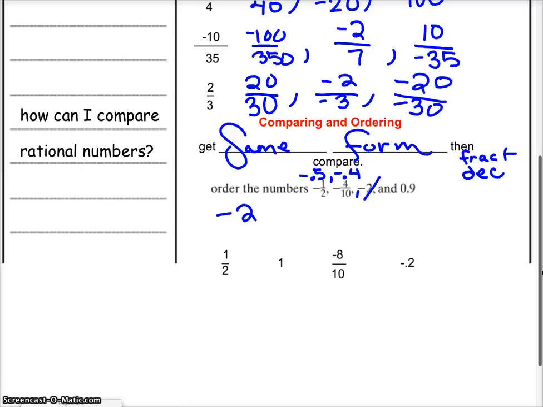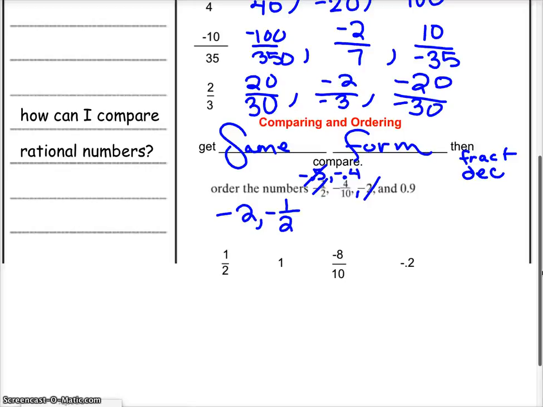Negative 0.5. Remember, the bigger the negative, the smaller it is. I'm trying to go small to big. And then negative, oh, yep, I know what you're going to say. You're like, wait a minute, this needs to be back in original form. It has to be, because the MCA or any kind of standardized test isn't telling you the strategy. It's saying, given this data set, put it in order.